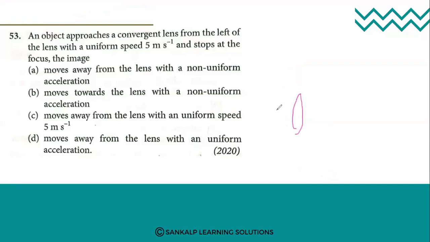From the left side of the lens with a uniform speed, an object is approaching. The speed of the object is given as 5 meters per second, and it stops at the focus. So what will the image do? The options are: moves away from the lens with a non-uniform acceleration; moves towards the lens with a non-uniform acceleration; moves away from the lens with a uniform speed of 5 meters per second; moves away from the lens with a uniform acceleration. Which option is right here?